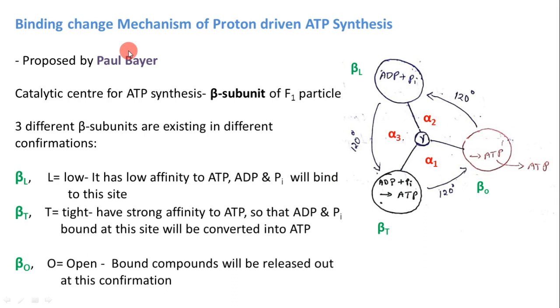Then how is ATP synthesized by the ATP synthase enzyme complex? This is explained by a mechanism, namely the binding change mechanism. This is proposed by the scientist Paul Boyer. According to this model of ATP synthesis, the catalytic center for the ATP synthesis is located at the beta subunit of the F1 particle. The beta subunit is the actual site of ATP synthesis. You know, on the F1 particle, there are three such beta subunits. They are alternately placed between alpha subunits.